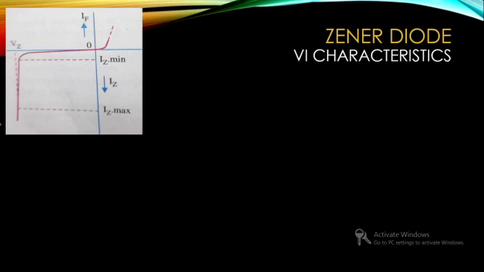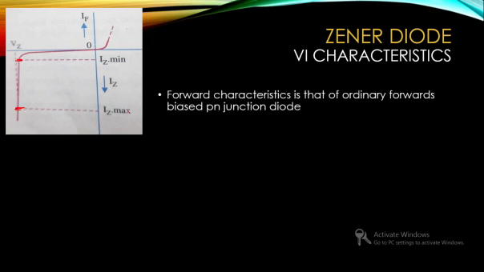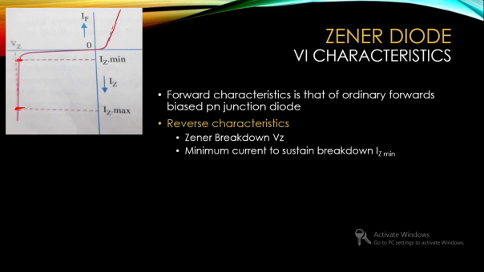So as we mentioned, it has a breakdown region, and the Zener will be working between a particular current, which is called the minimum current, and the maximum current is given by IZ maximum. The forward characteristics would be the same as that of an ordinary PN junction diode, while in the case of reverse characteristics, certain features have to be mentioned. One is it will be undergoing Zener breakdown, which is denoted as VZ, where there is a very steep sharp increase in current.